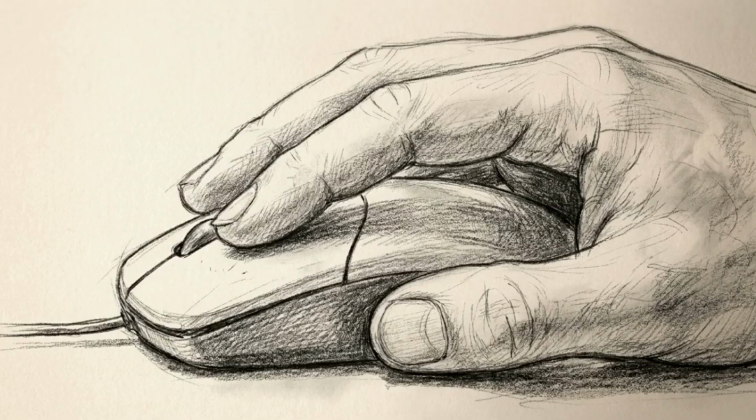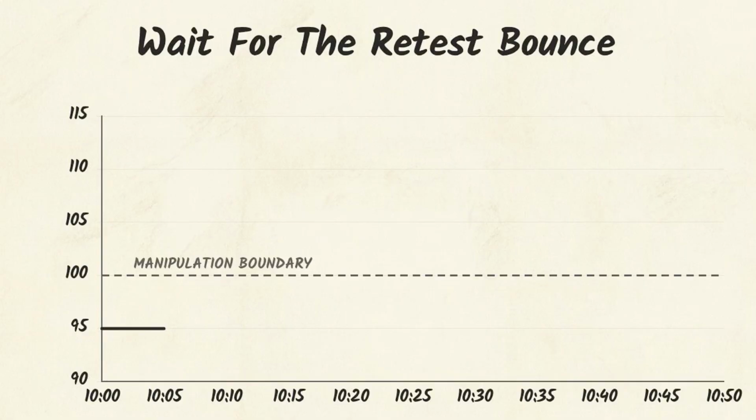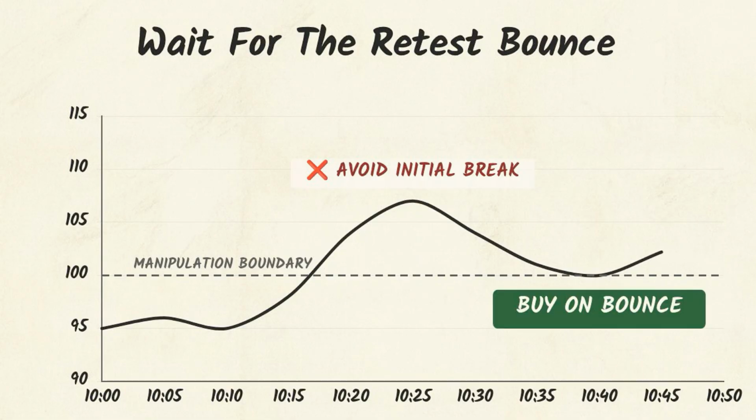Now that the trap is set, step 3 is execution. Switch immediately to your lower time frame, using the exact pairing from the cheat sheet we covered earlier. On this 5-minute chart, your trigger occurs when price forcefully pushes past the manipulation candle's top boundary. Don't enter on that initial break. Wait for price to drop, touch the broken line, and retest it as support. That bounce is your buy signal.